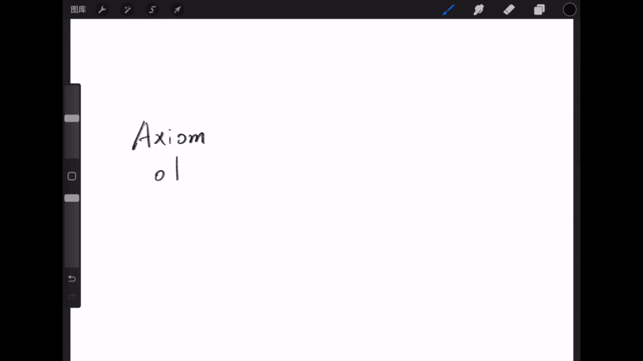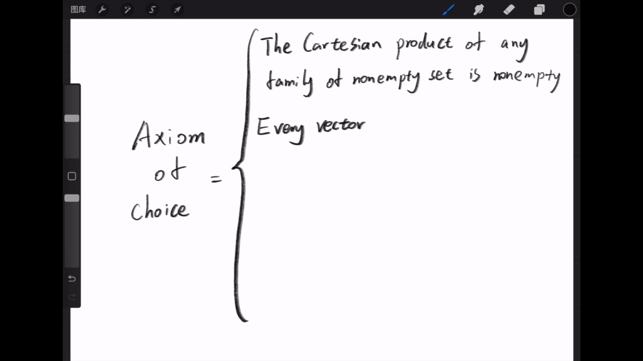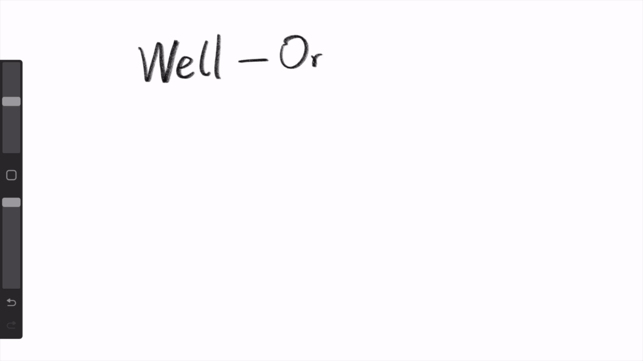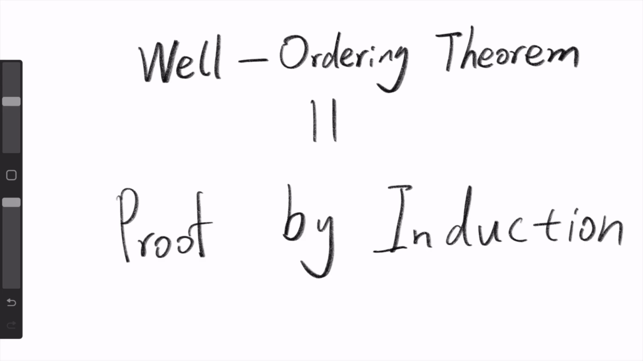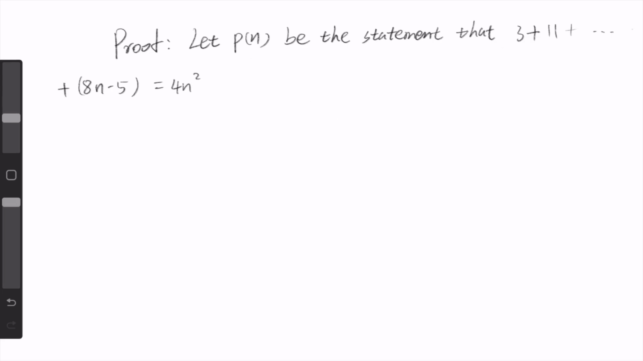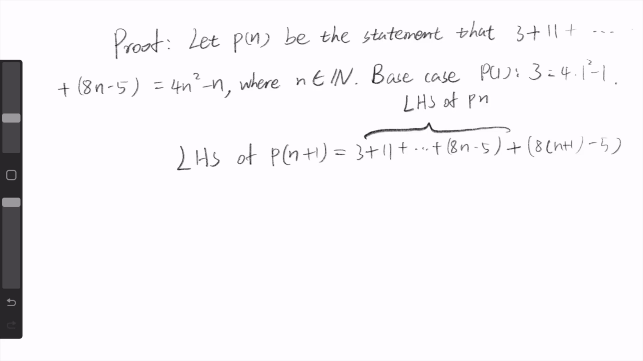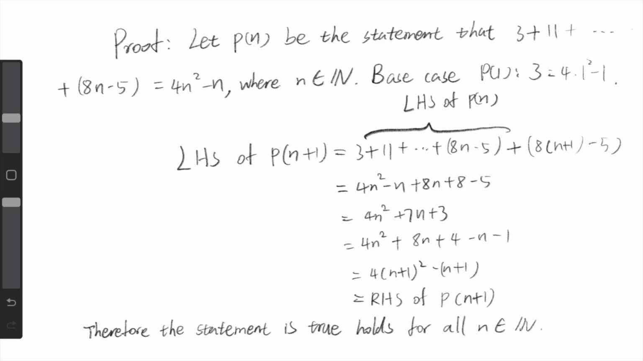Furthermore, the axiom of choice is demonstrated to be logically equivalent to many statements, including: the Cartesian product of any family of non-empty sets is non-empty; every vector space has a basis; the well-ordering theorem, Tychonoff theorem, and so on. This statement may appear far-reaching, but the well-ordering theorem is logically equivalent to the proof by induction, which we rely on extensively. In other words, the Banach-Tarski paradox is closely intertwined with the fundamental tools of proof that we use every day, making it highly significant in the realm of mathematics.